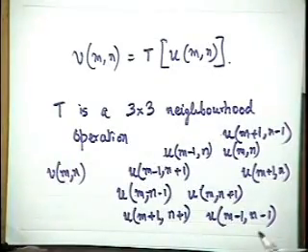Instead, I could have considered a 2 by 2 neighborhood operation, in which case I would have said it is dependent upon u(m+1, n) and u(m,n) or u(m, n+1), u(m+1, n+1). That is to say, considering 4 points only in a 2 by 2 neighborhood. If I consider a larger neighborhood, a 4 by 4 or a 5 by 5, 6 by 6, 7 by 7, I can consider larger areas. But this is how the neighborhood operation will be defined.